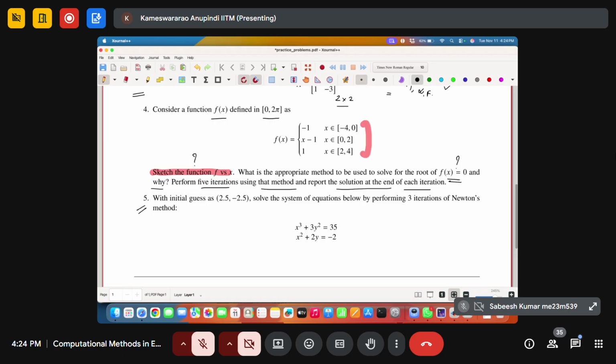Then the fifth question: we are given an initial guess, x0, y0, as 2.5, -2.5. We are asked to solve the system of equations given below by performing 3 iterations.